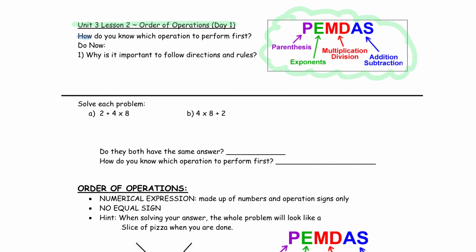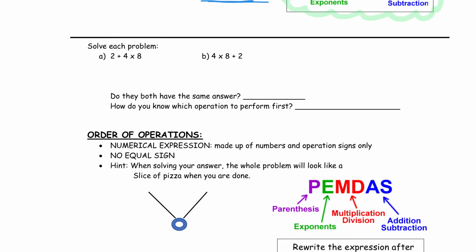So how do you know which operation to perform first? And why is it important to follow directions and rules? Well, first of all, the order of operations is very, very important. In order to follow the order of operations, you have to do certain operations first. If you do not follow those directions and rules, the bottom line is, and you can write this down, you won't get the correct answer. That's why it's important.